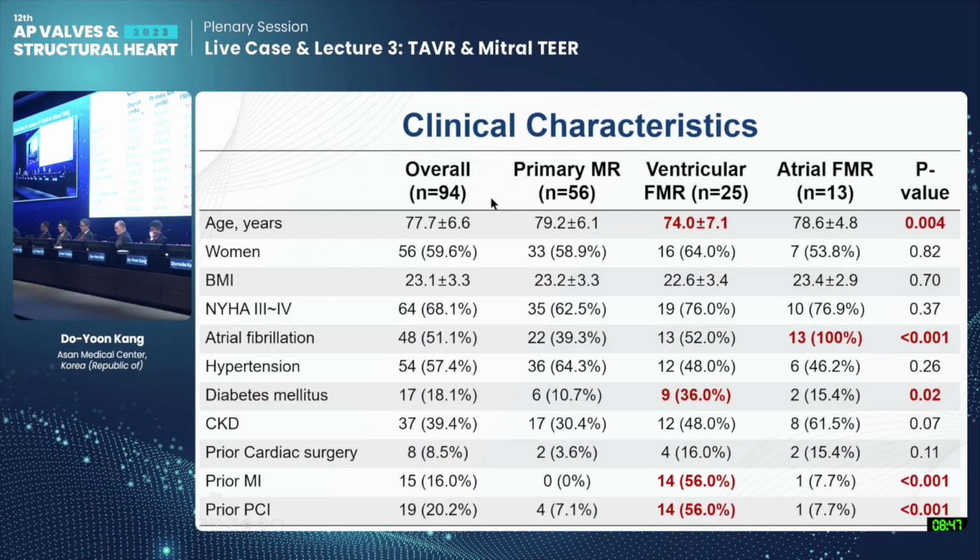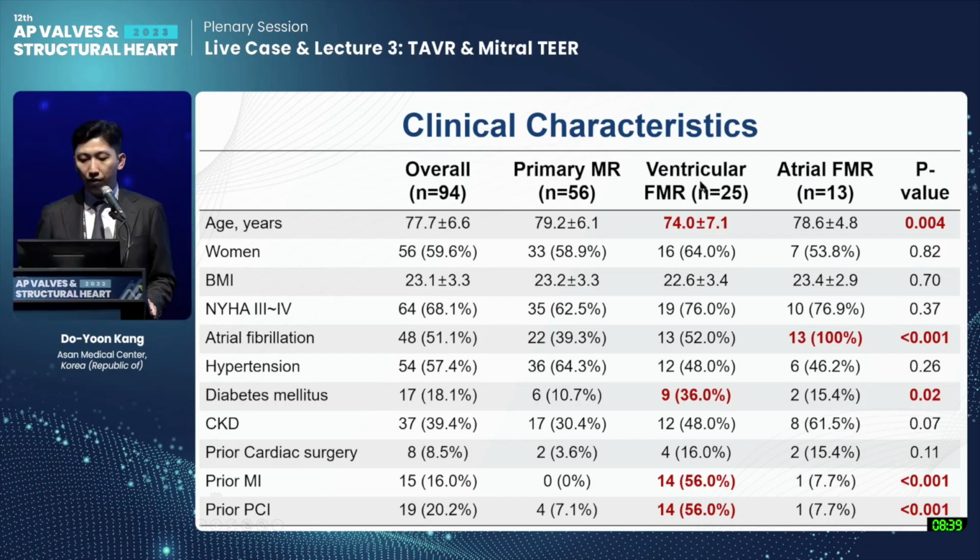And there are many numbers, but I present the data with primary MR and not only functional MR but ventricular functional and atrial functional MR, because those 3 MR patient groups have distinct characteristics and hemodynamics. The patient with ventricular functional MR is the youngest compared to primary MR and atrial functional MR, and has a higher degree of diabetes and prior MI and PCI history. So we can see that the ventricular functional MR patient is young but has a higher risk profile.